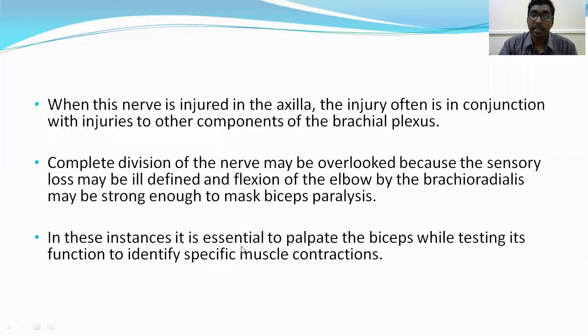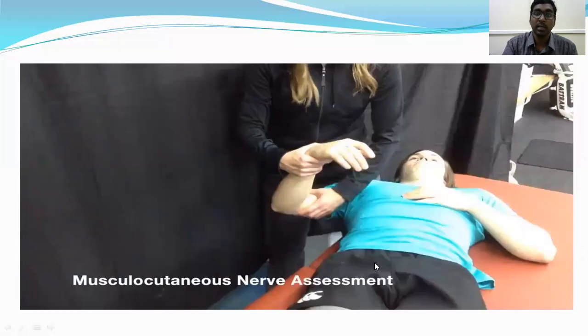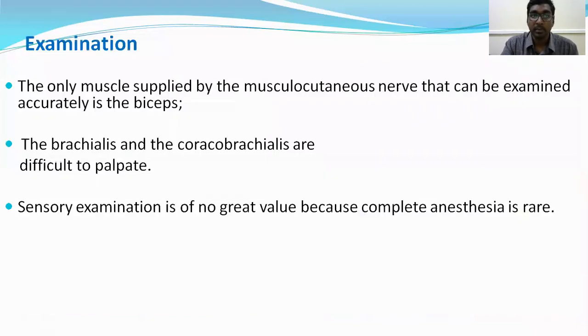In this instance, it is essential to palpate the biceps while testing its function to identify specific muscle contractions. This is the way of testing. You see, with one hand he is stabilizing the forearm and asking the patient to flex the elbow, and with the other hand on the biceps he palpates the contraction of the biceps. Only the biceps can be examined in case of musculocutaneous nerve injury, because the brachialis and coracobrachialis are difficult to examine.